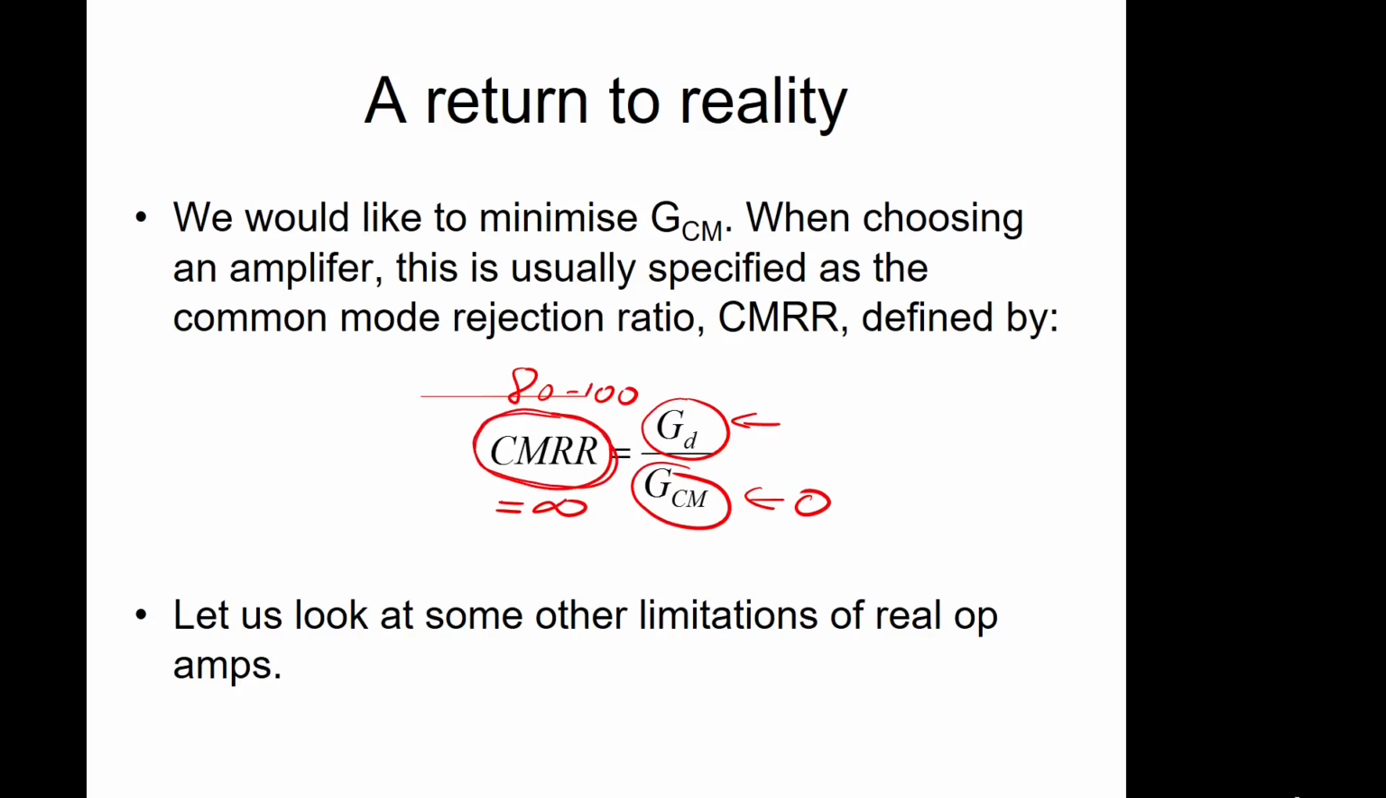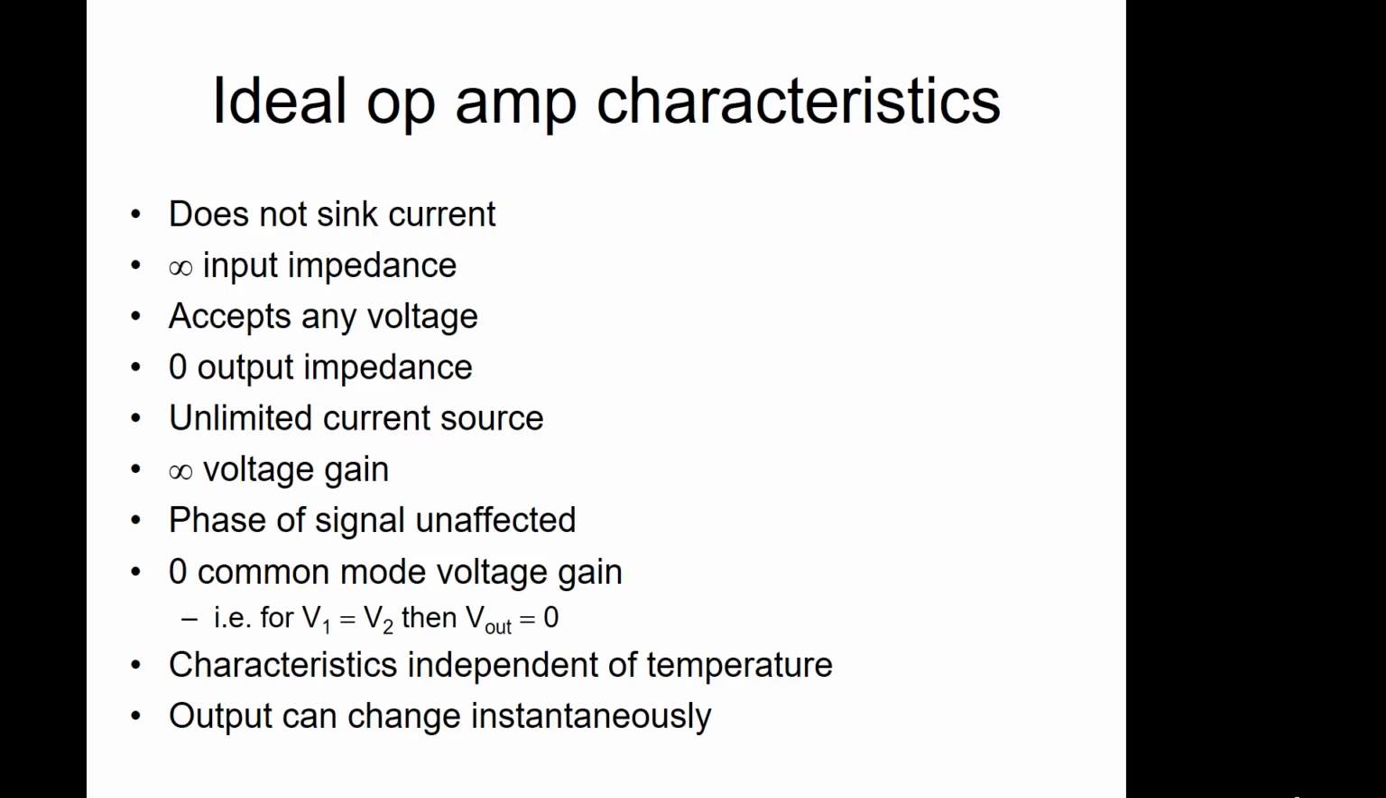If we look at some other limitations of op-amps, we'll firstly consider what we class as an ideal op-amp. So we've assumed it doesn't sink any current. We've always said the current goes through the feedback loop, so it doesn't sink current, and it has an infinite input impedance. We've just put a voltage input into the op-amp. We haven't been concerned about what that voltage level is. So we assume it accepts any voltage, and we assume the resistance of the output is 0. So again, we haven't really mentioned that, but we're assuming an output resistance of 0.